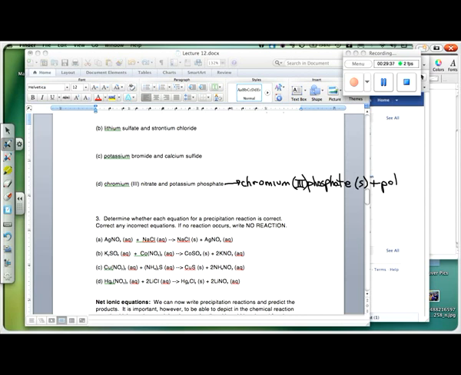That's a group 1 and a nitrate. So that is definitely still soluble. So that one is aqueous. All right.